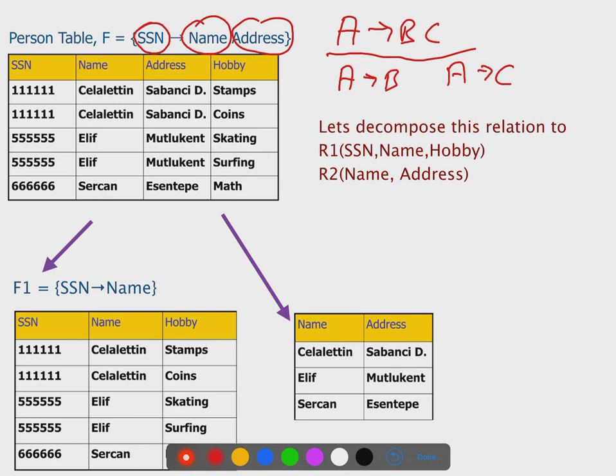So SSN determines the name is projected into F1 because we have SSN and name here, but not the address. And in the second relation, we don't have any functional dependencies relating name and the address. And we cannot include the functional dependency SSN determines address in any of the relations because SSN is in R1 and address is in R2. So we cannot have a functional dependency that's across two relations after the decomposition. So this dependency is lost.